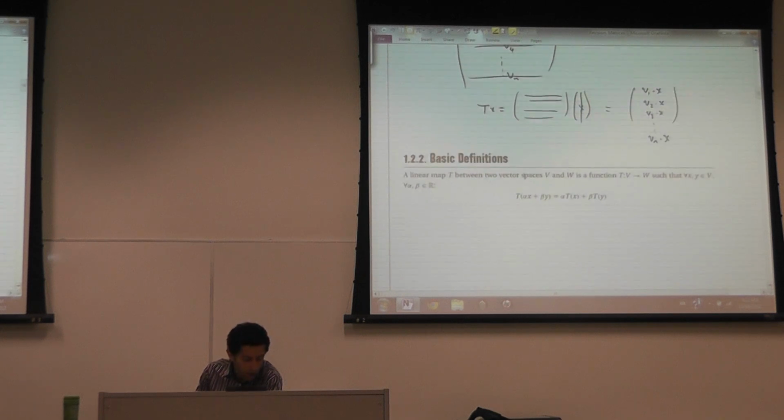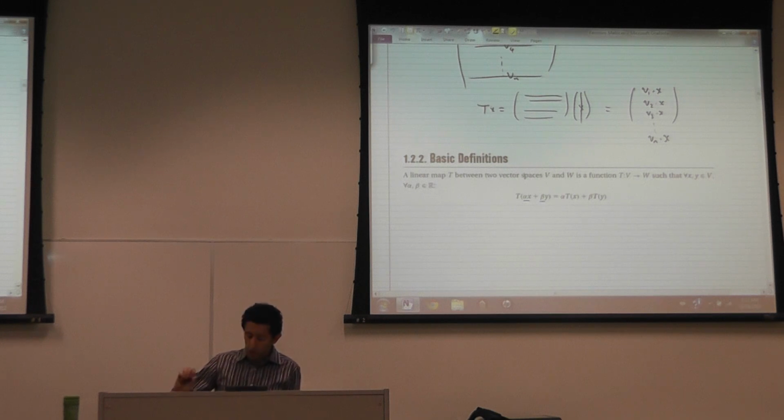Now the basic definition of a linear map: a linear map T between two vector spaces V and W is a function T from V to W such that for any two vectors in V and any two real numbers, the order of the operation is not really important. I can multiply alpha x plus beta y by T, or take alpha out and beta out, multiply T by x and T by y, and get alpha Tx plus beta Ty. I get the same result.